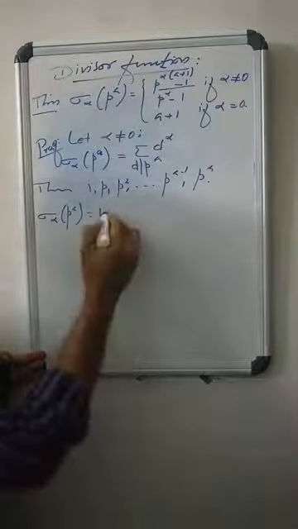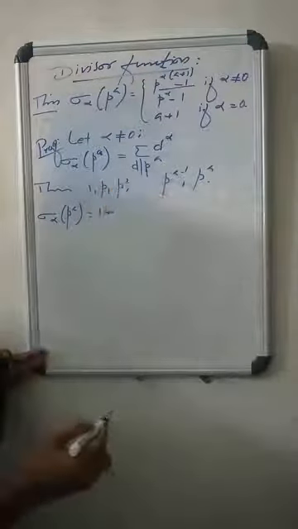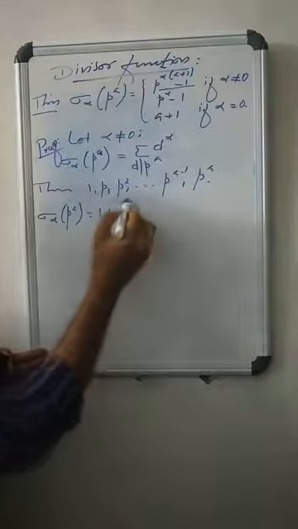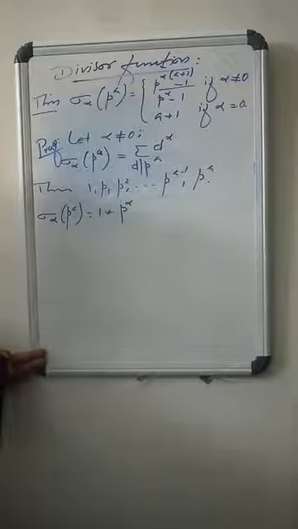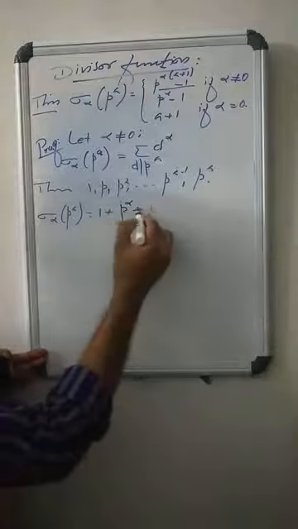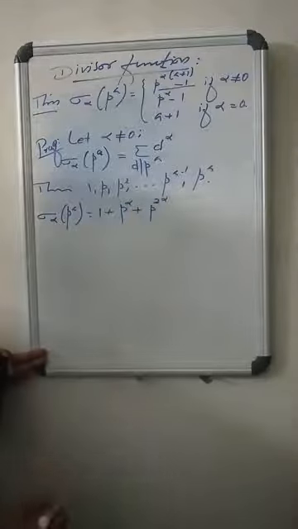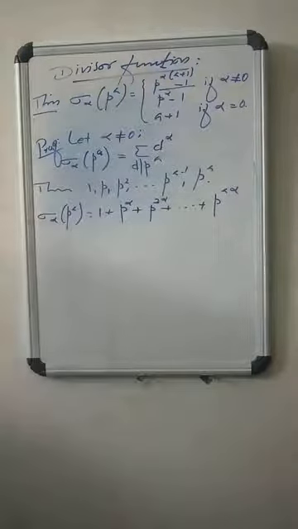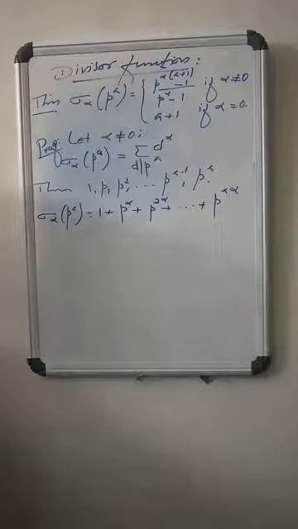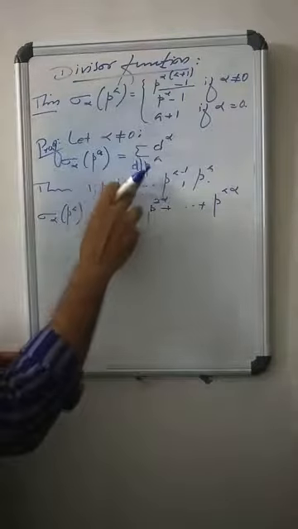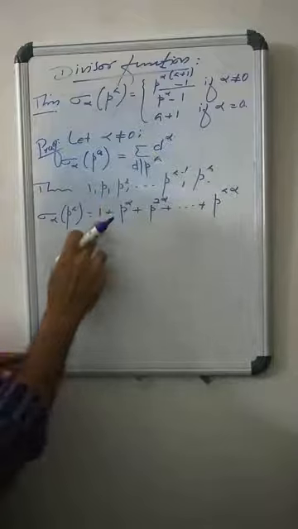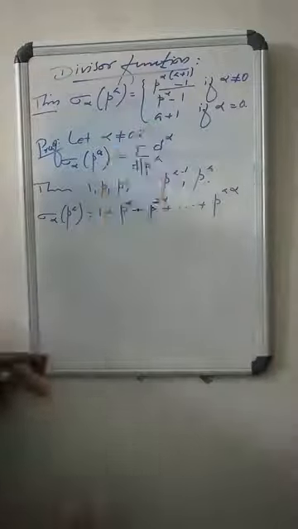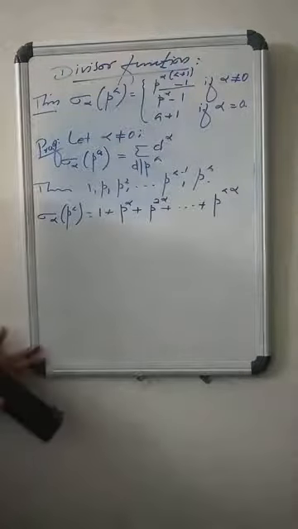That is 1 plus, when d is p, it is p power alpha. Then p square, it is p square all power alpha, which means p power 2 alpha, plus etc., plus p power a alpha. The divisors of p power a are 1, p, p square, etc., up to p power a. When d equals 1, it is 1 power alpha. When d is p, it is p power alpha. When d is p square, it is p power 2 alpha, etc. It is p power a alpha when d is p power a.